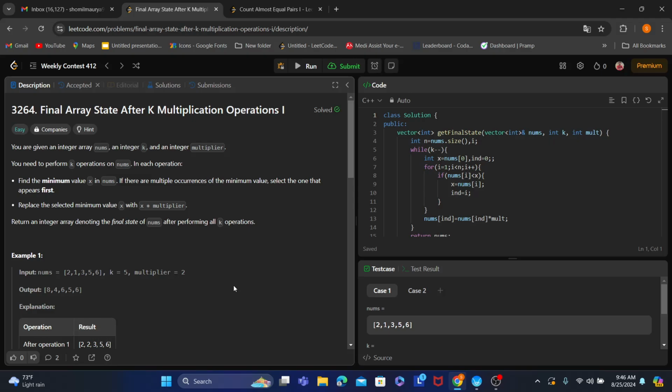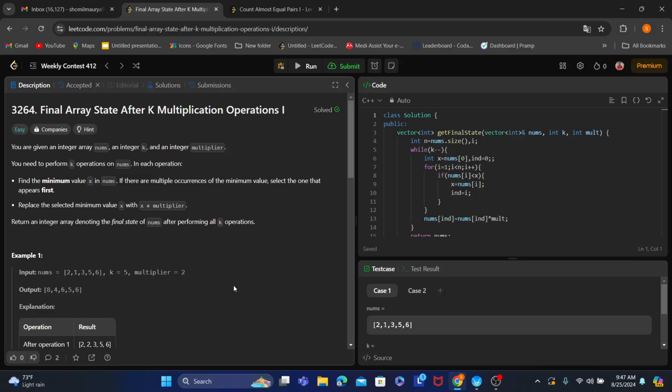Today we will be solving the Leetcode contest problems 412. In today's contest I was able to solve two questions. We will discuss the intuition and approach for it. You can pause the video and we will discuss the solution afterwards, once you read the question.